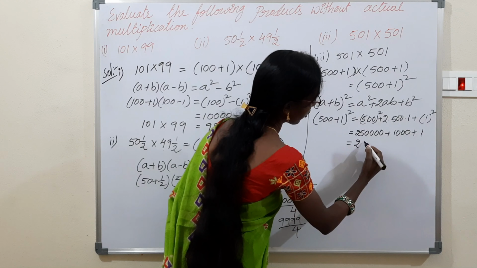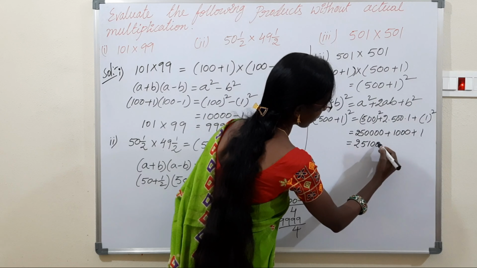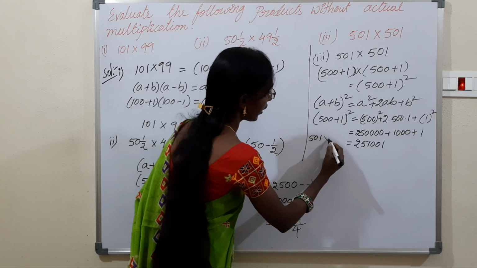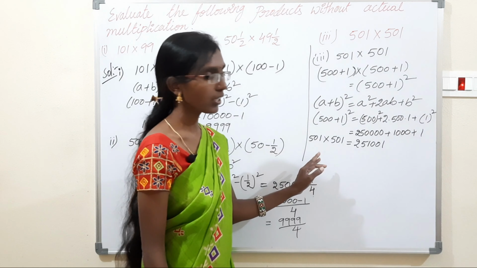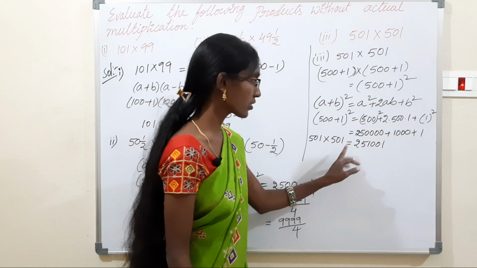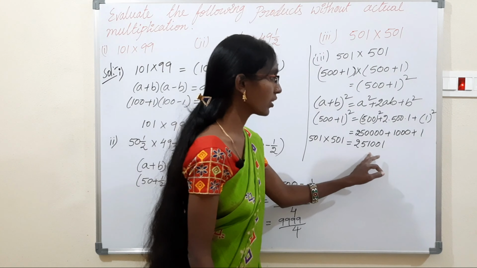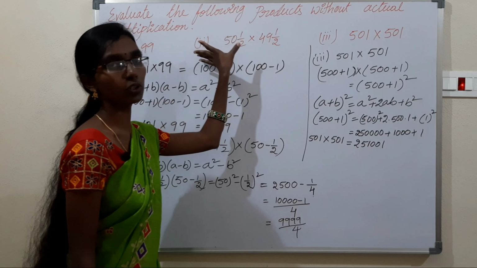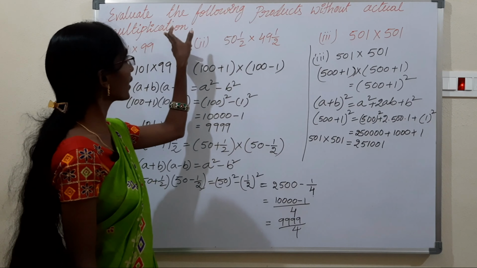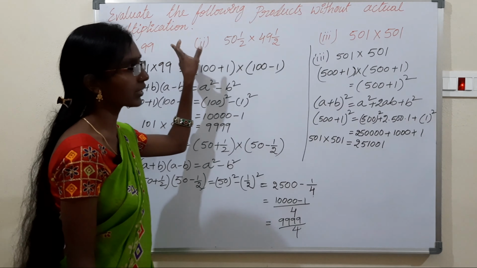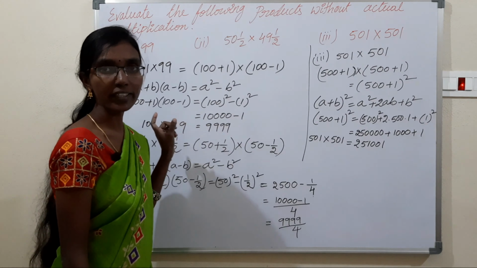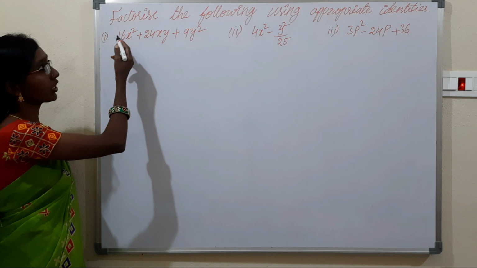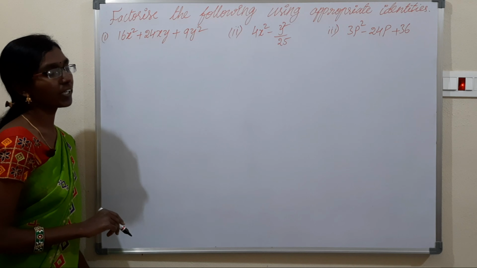So 2,51,001 is the product of 501 and 501. Finally, 501 into 501 is equal to 2,51,001. We found the values of the given questions without actual multiplication. We found this by using algebraic identities. Let us solve another problem. The question is: factorize the following using appropriate identities.